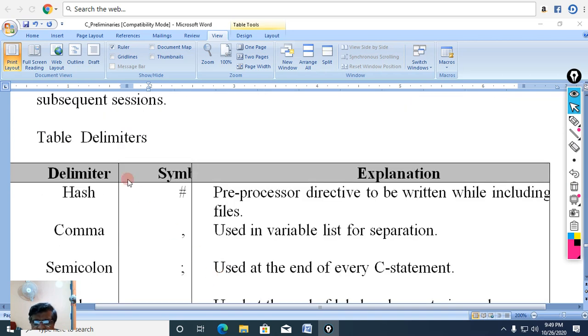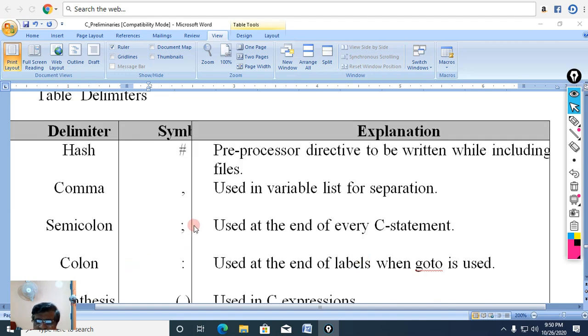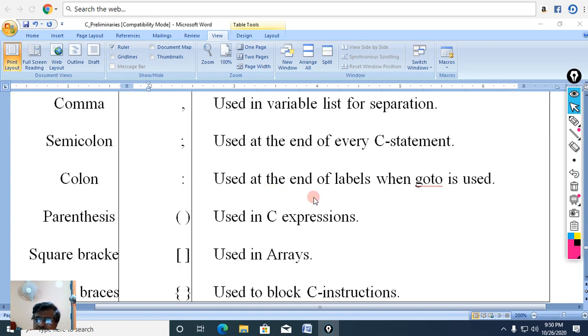Okay, and there are some delimiters, okay, which will give some kind of meaning for some of the processing elements of C. Okay, hash is called a preprocessor directive. Comma is used in variable list separation. Semicolon, of course, will attach some kind of executableness. Okay, any statement which is delimited by a semicolon is executable. Colon is used for labels. Okay, we will make use of all these things. Okay, anyway, being a preliminary tutorial, I think these things cannot miss our attention.